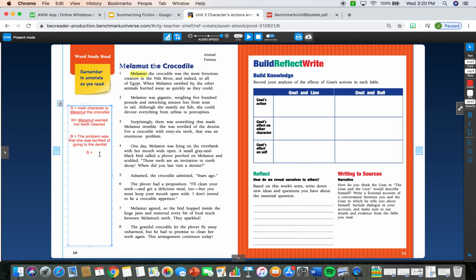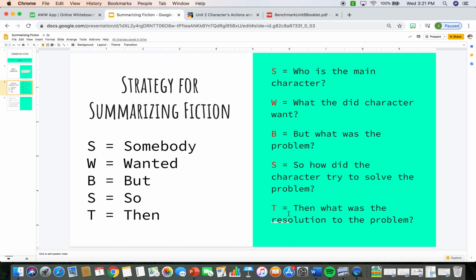So the solution was there's this bird called a plover. He had a proposition to clean Malamut's teeth in exchange for food and to not be eaten by her. So that's our solution. Now, we're going to see if there's a resolution. What was the outcome of this?